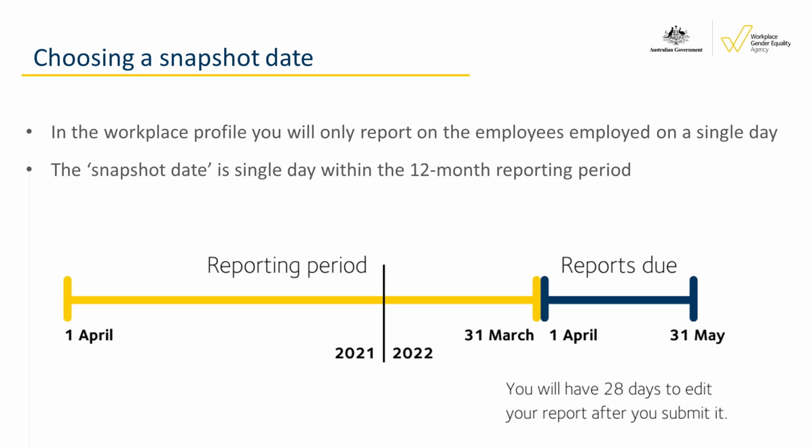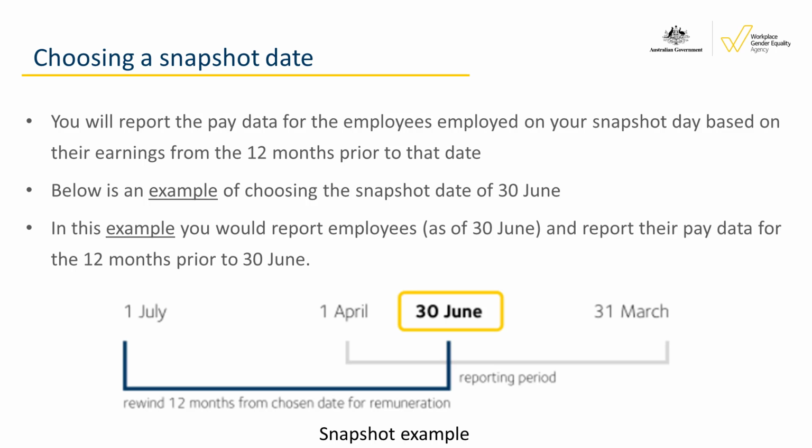To start preparing your data, you will need to choose a snapshot date for your profile. The workplace profile provides a snapshot of your workforce on any one date during the 12-month reporting period. That is the 1st of April of the previous year to the 31st of March of the year your submission is due. You are free to choose any snapshot date within the reporting period for the submission of your workplace profile. You will need to report the pay data for employees employed on your snapshot date based on their earnings from the 12 months prior to that date.